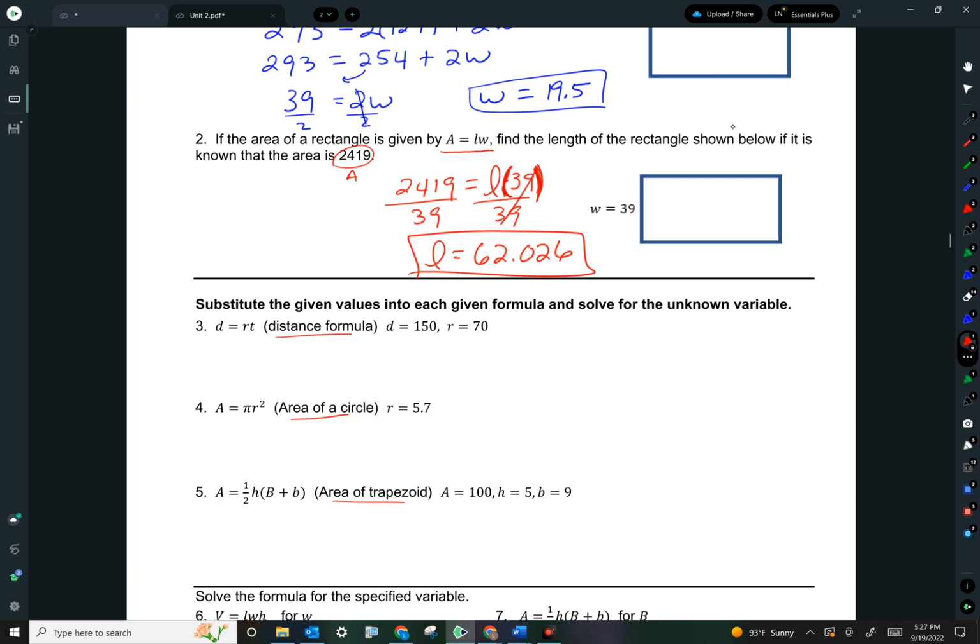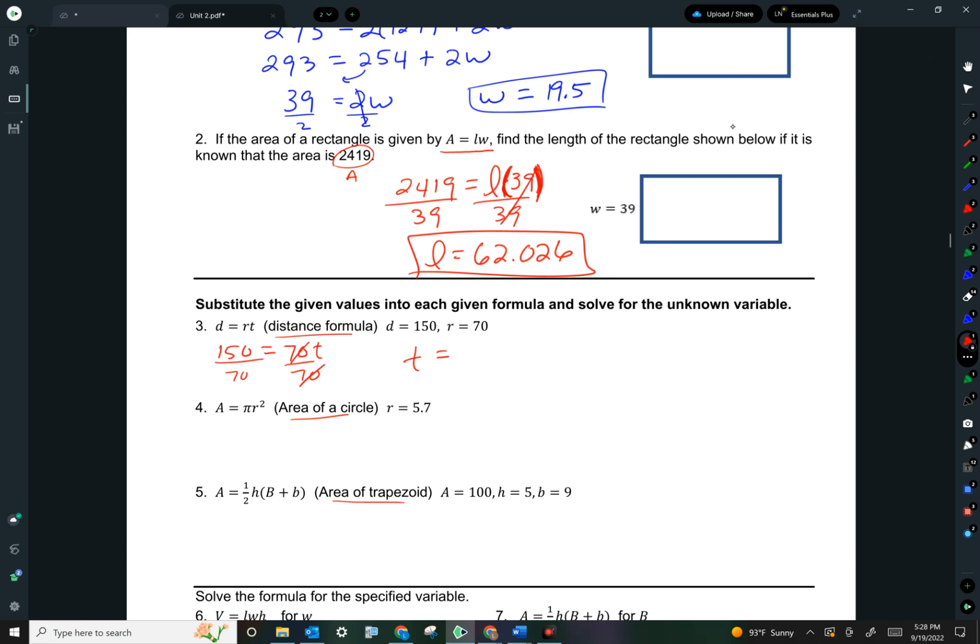Okay, so in this case, we're supposed to plug in the variables we're given and then solve for whatever's left over. So if I put 150 in for D equals, and I'm going to put 70 in for R, so that would be 70 times T. So in order to solve for T, wouldn't you divide both sides by 70? So t equals, and again, I'll let you do the calculator work and see what you get, and you can write down the decimal.